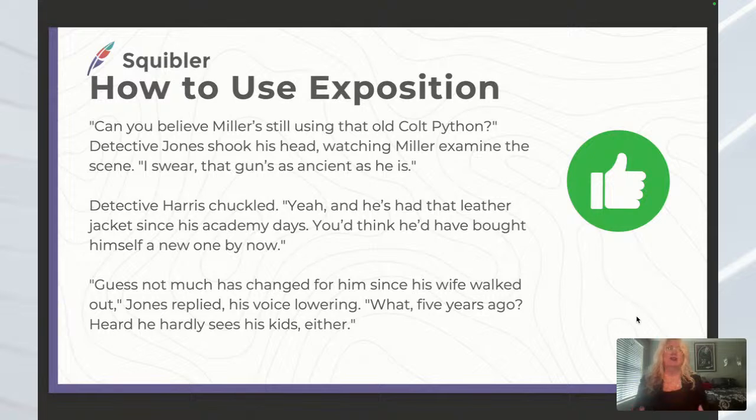So in this case, we're getting some dialogue that makes the scene more interesting, and we're getting some exposition on this character, but it's not being detailed for us in a long, boring paragraph.